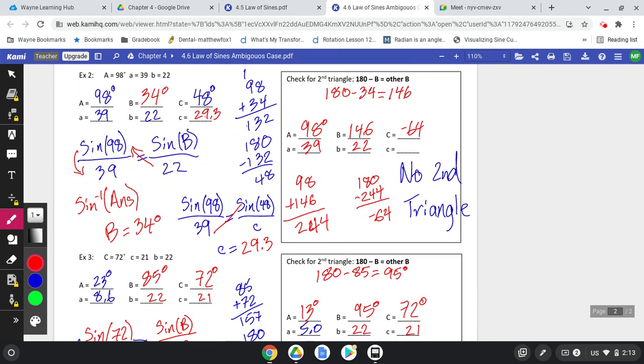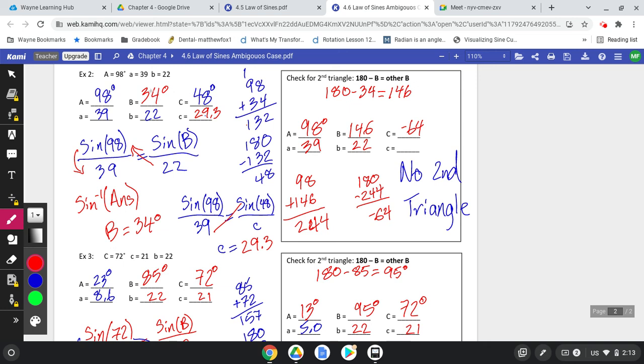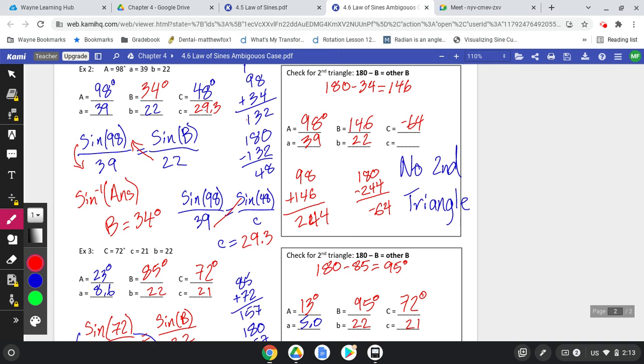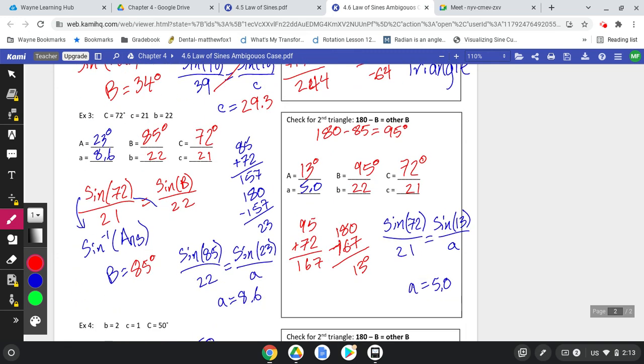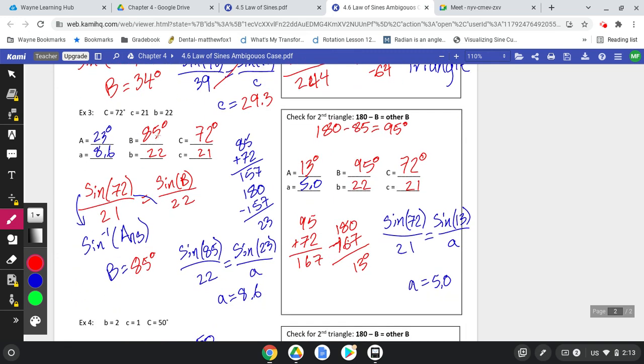Okay, if you get one answer, say like on example 2, we got 34 degrees, 146 did not work. Don't put 146 in, just put 34. Also, it's going to ask you to round to the nearest whole number. If you don't round to the nearest whole number, it will count it wrong, okay? Then finally, if it's like example 3, you would put 85, 95 and submit it.